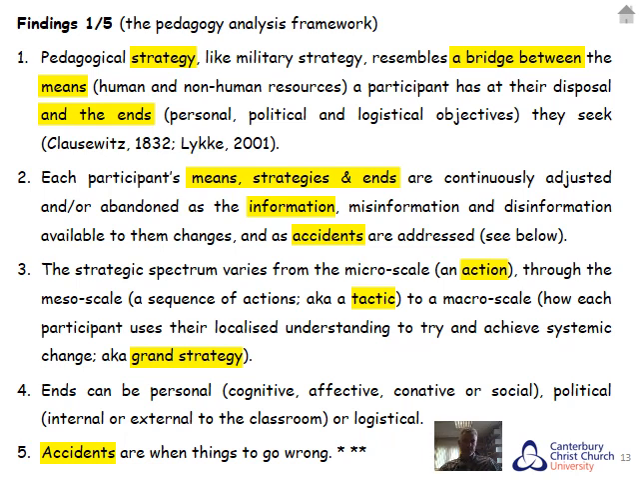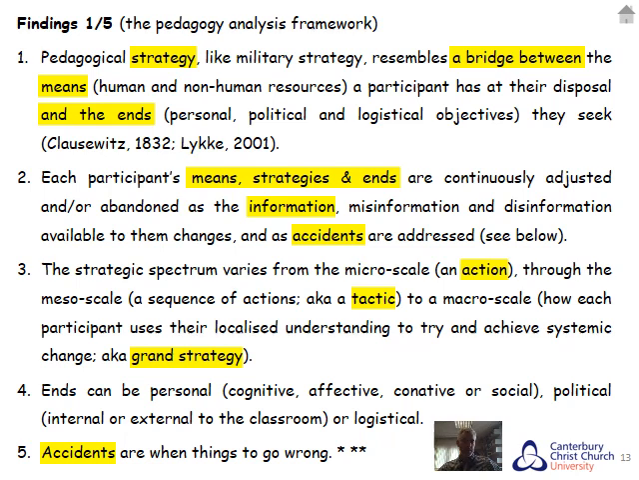Right, so as regards findings, pedagogical strategy, like military strategy, resembles a bridge between the means, now those are human means, like people in the classroom, and non-human resources, like things that the pupils used. So it's a bridge between the means a participant has at their disposal and the ends they seek. Now the ends could be personal, political, or logistical.